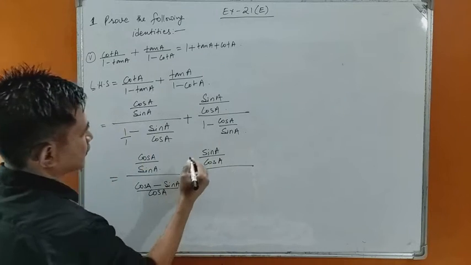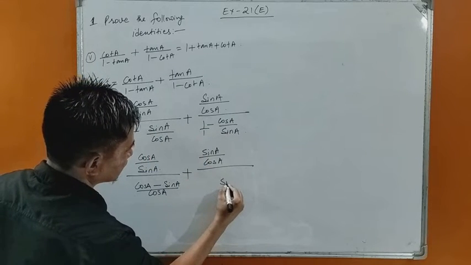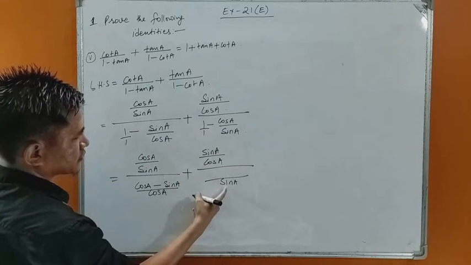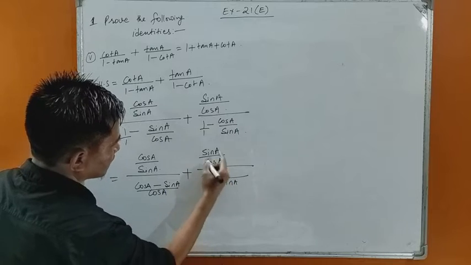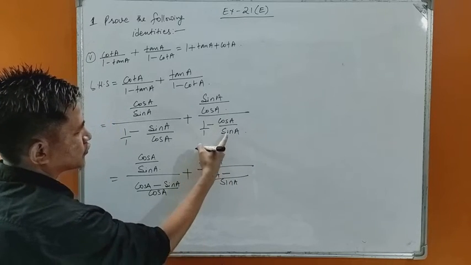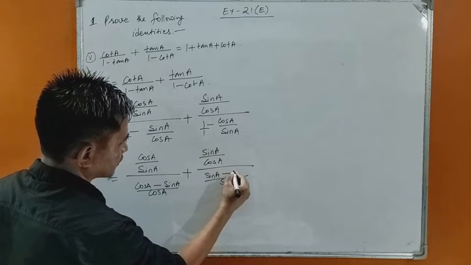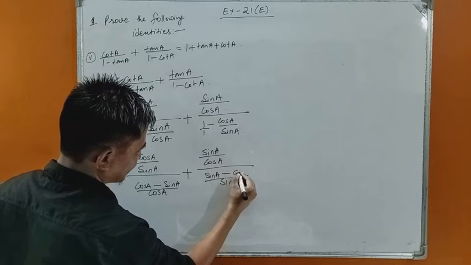In the denominator we have 1, so the LCM of 1 and sine A is sine A. So 1 into sine A gives us this sine A. Sine A into 1 is sine A, minus 1 into cos A gives us this cos A. So 1 into sine A is sine A, isn't it? Sine A into 1 gives us this sine A, minus cos A. Okay.